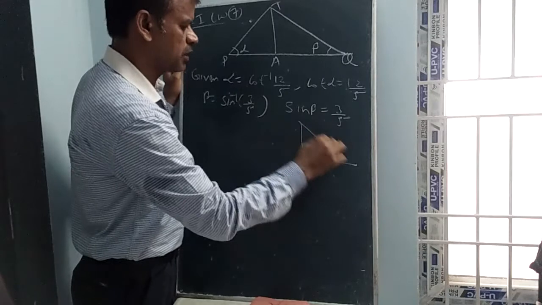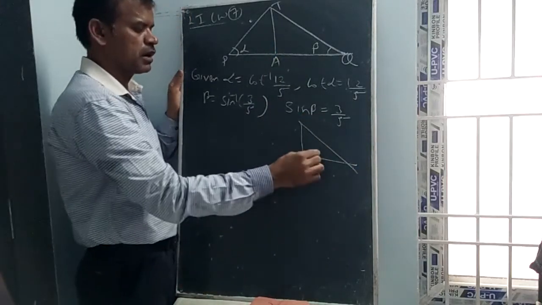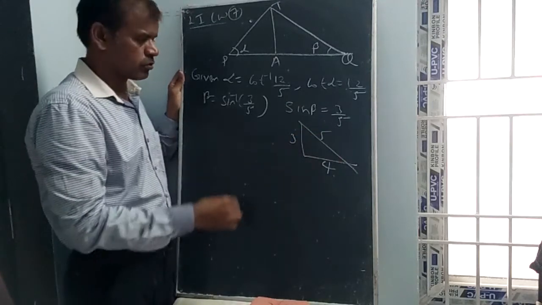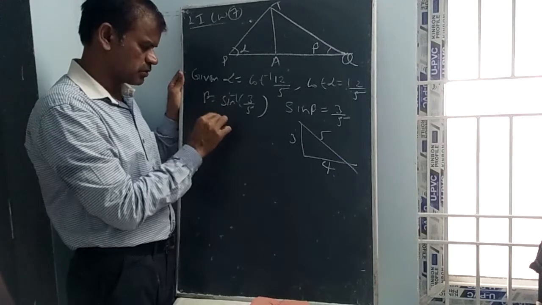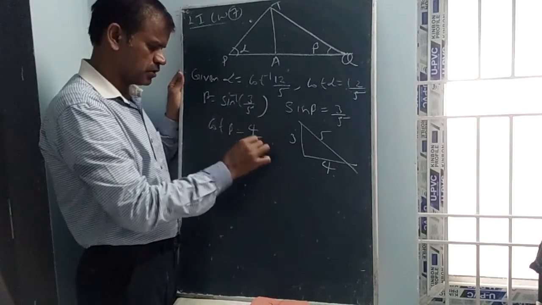Draw a right angle triangle, not for this one. To calculate the value of cot beta, I am writing: sin beta is 3 by 5, so like this you can write, and this side is 4. Now using this, cot beta is equal to 4 by 3.